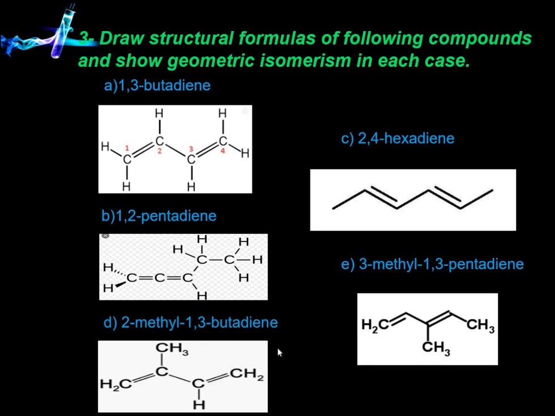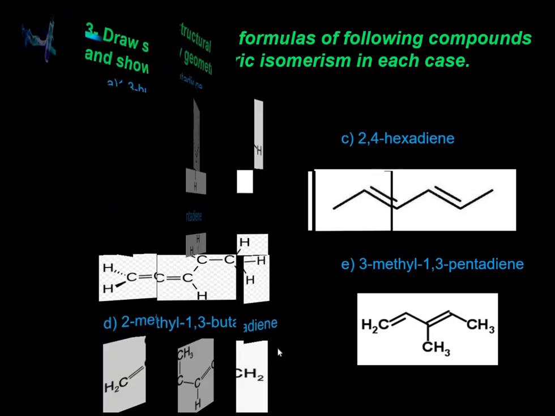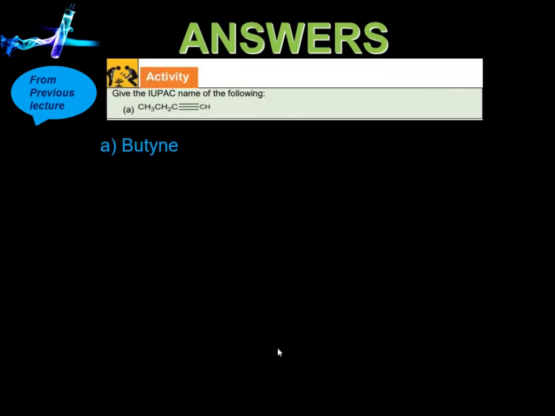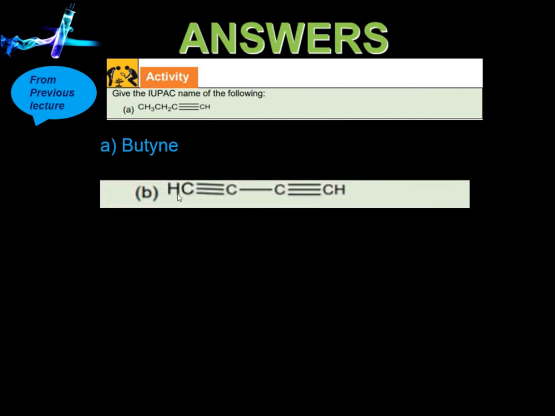Another activity which was given to you was from the portion of alkynes. Answers are being told to you right now. The first part was this one, in which you had to give IUPAC names to the compounds. This one is simply butyne. You don't need to write 1. There is a triple bond present at position number 1.